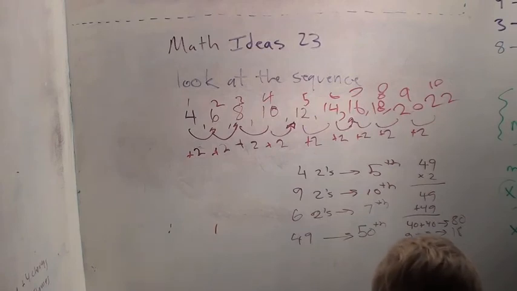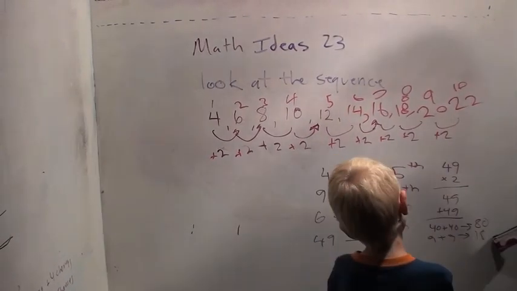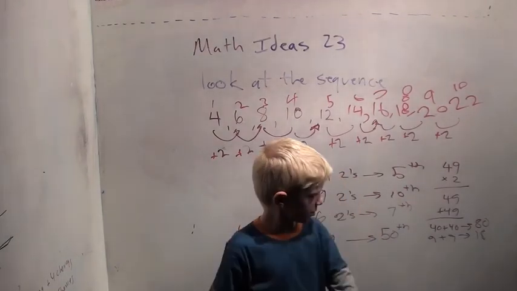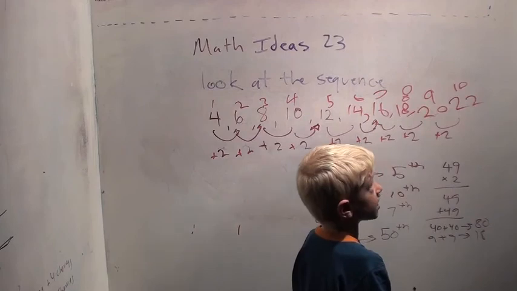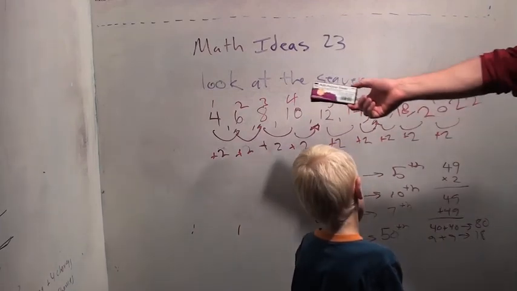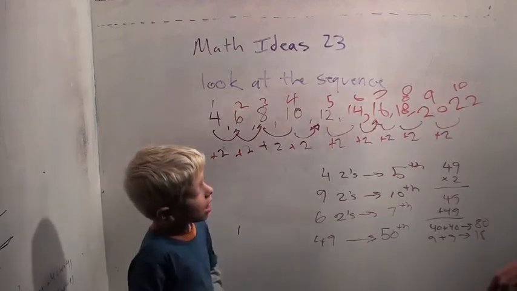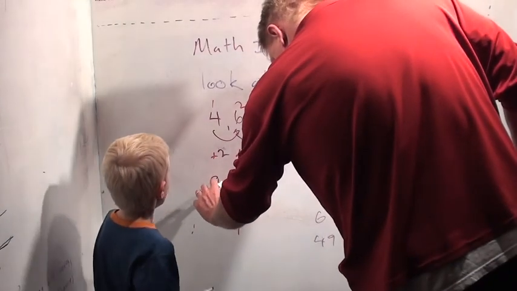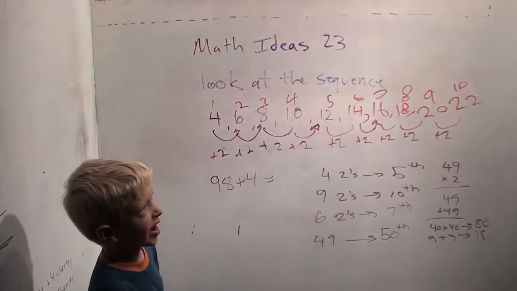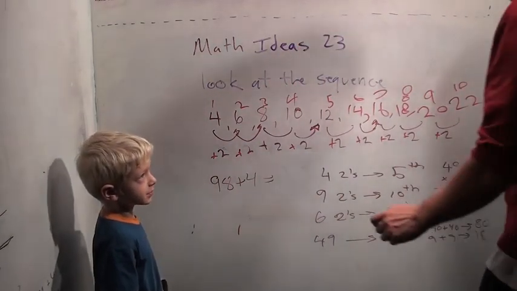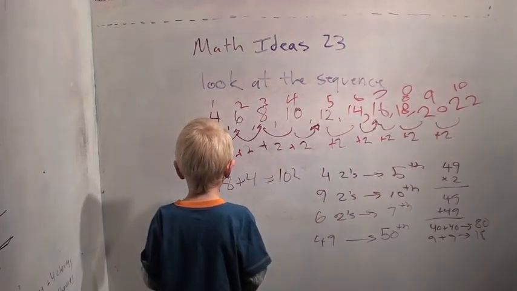Oh, we barely are. Okay, so what's 49 plus 49? 49 plus 49 is equal to 80 plus 18. What's that? 98. And we started at 4. So we have to do 98 plus 4 now. What's that? 102. Good job. The 50th term is 102.